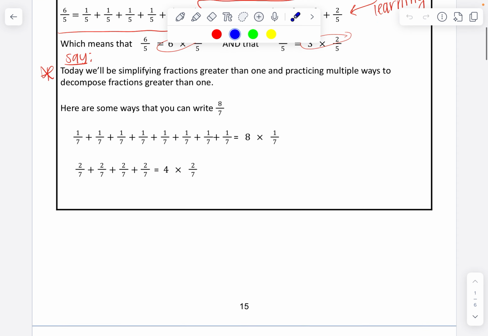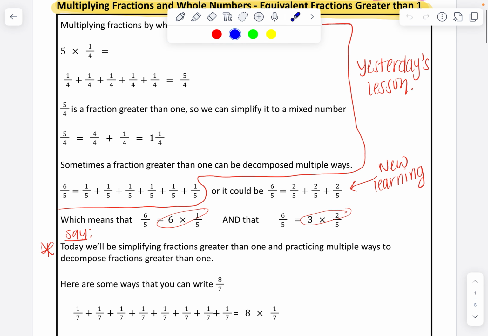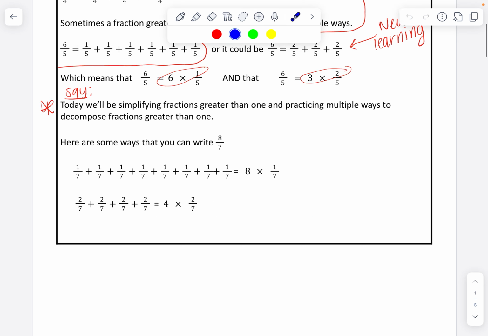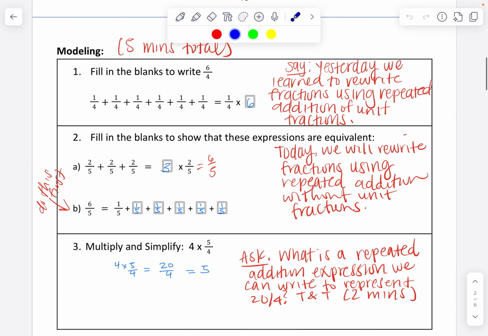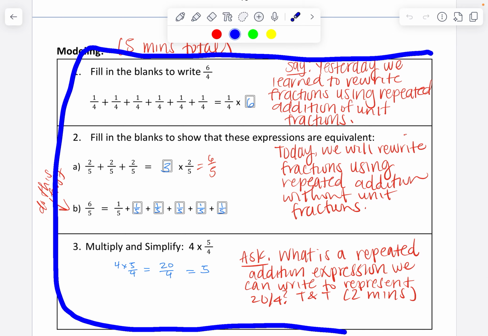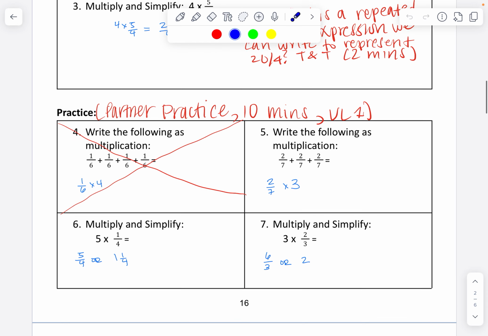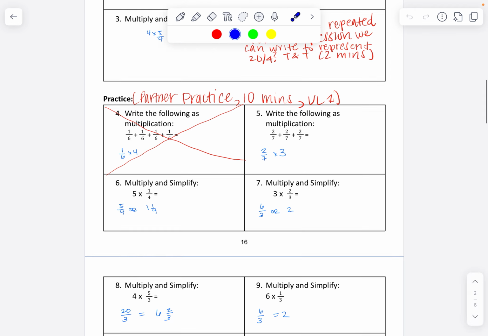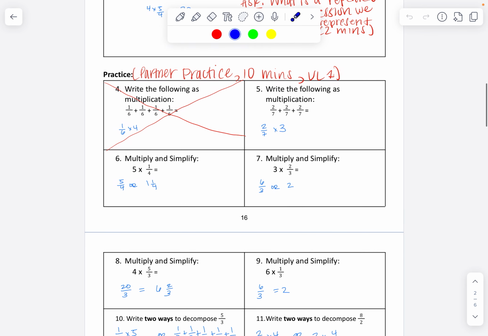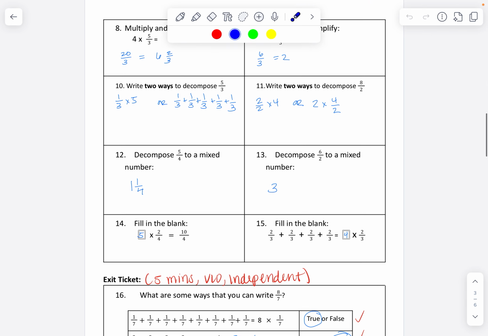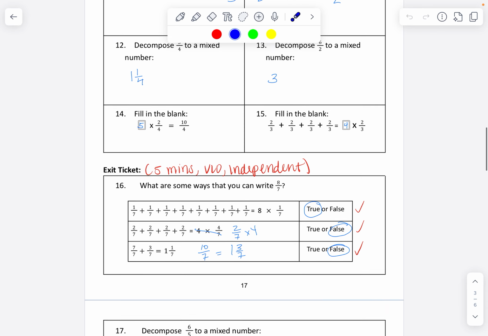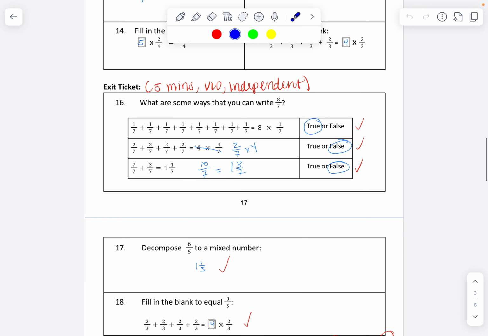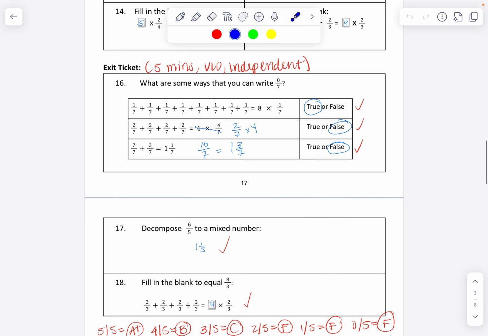So what I'm saying is you do not have to go through this page verbatim, because you can show them in real time what it looks like to go through the process, giving them ample time to practice. And so they're going to spend about 10 minutes on partner practice, questions 5 through 15, before jumping into their exit ticket, which is questions 16 through 18.